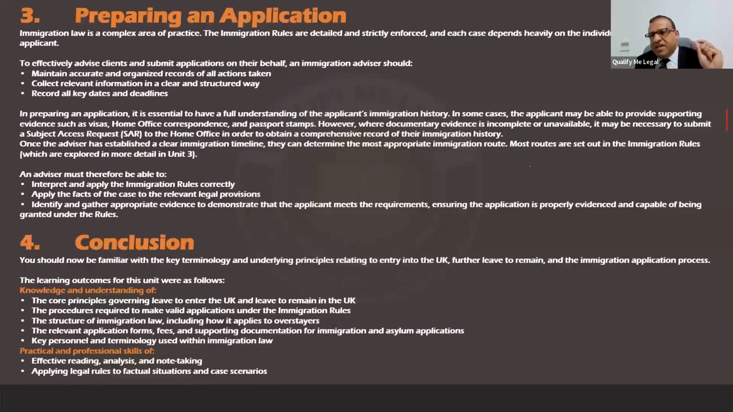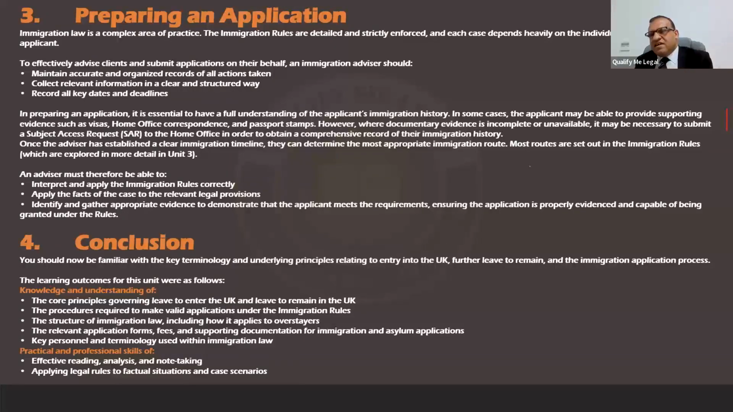Who can be a representative? In the UK, a person who is qualified as an immigration level one advisor can be a representative. A qualified barrister can be a representative. Or, as I told you, there's another regulatory body within the UK, which is called Silex.